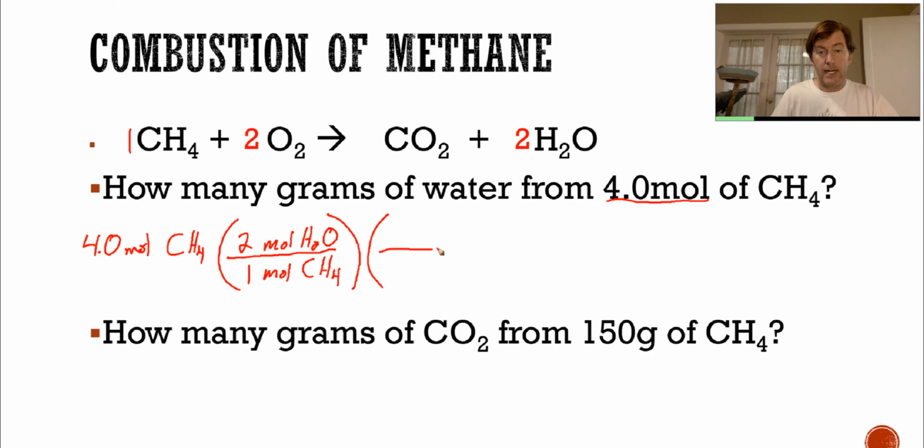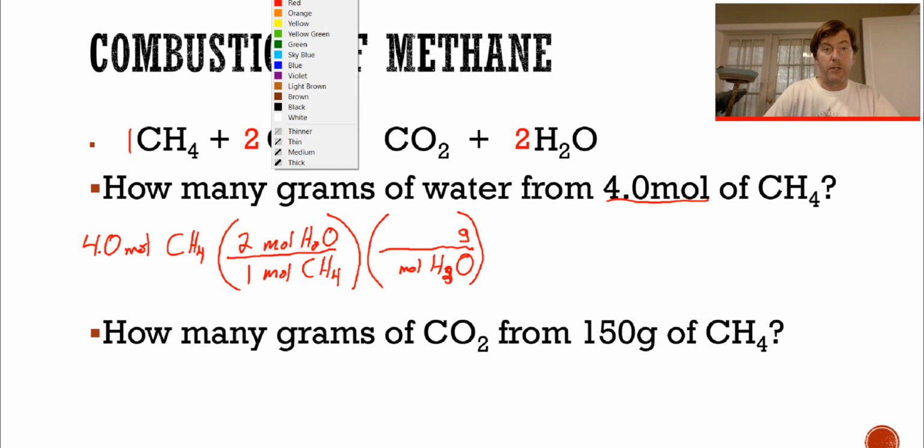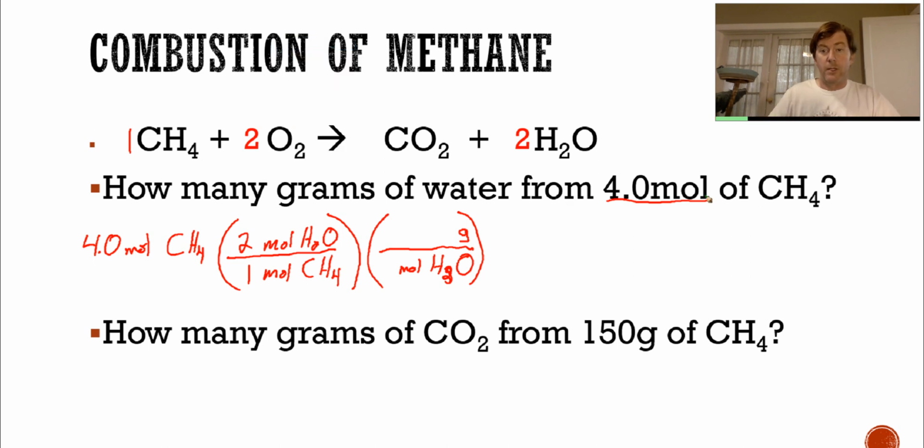I'm going to keep tacking on another conversion. And so I want to get rid of moles of water, H2O, and get grams of water. So how do I find that number out? Well, this is where you're using the periodic table, and you would take the water, 2 hydrogens. So we'd have 2 times 1.0079. That's the molar mass of water.